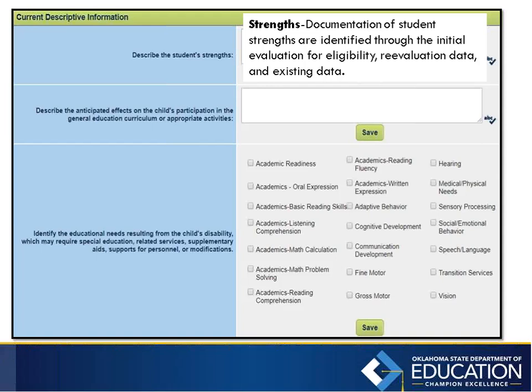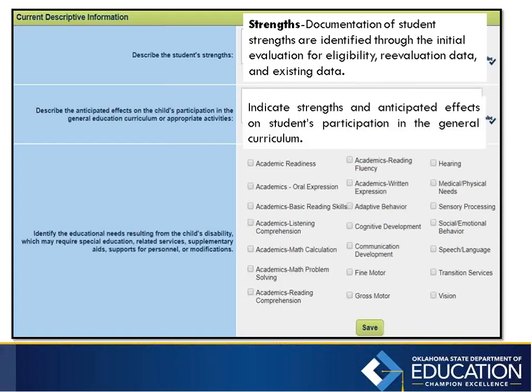The next one is describe the anticipated effects of the student's participation in the general education curriculum. A lot of times we get this backwards. I've seen quite a bit. Lori and I were talking about this. So you want to indicate strengths and the anticipated effects.